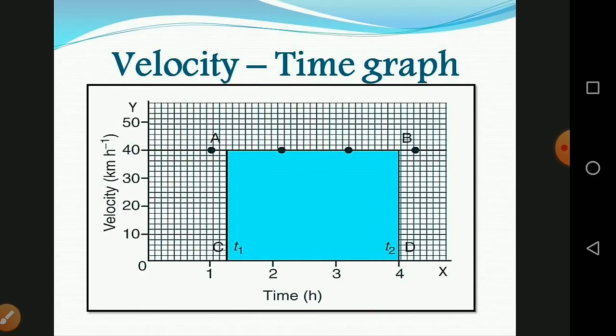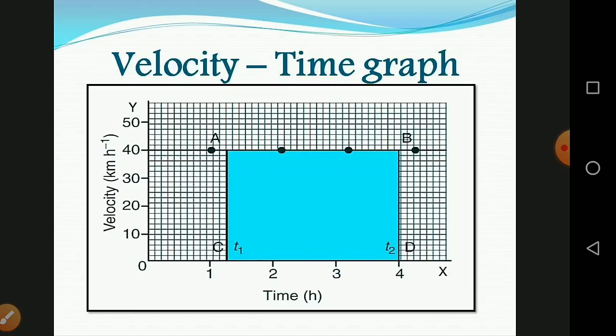And the next one, velocity-time graph. The variation of velocity of an object with time can be represented by a velocity-time graph. In the graph, time is represented along the x-axis and velocity along the y-axis. If the object moves at a uniform velocity, a straight line parallel to the x-axis is obtained. This graph shows the velocity-time graph for a car moving with a uniform velocity of 40 km per hour.